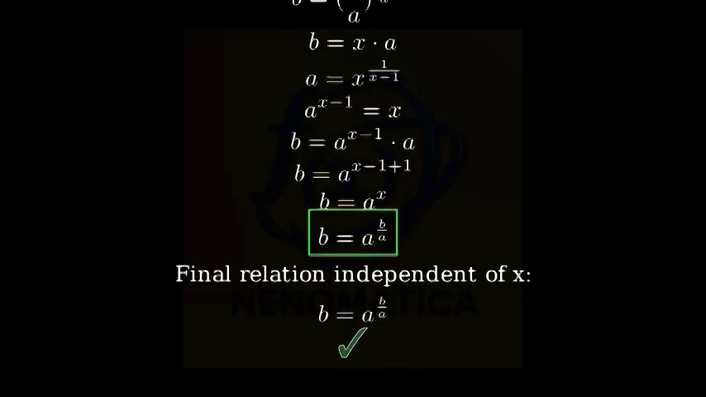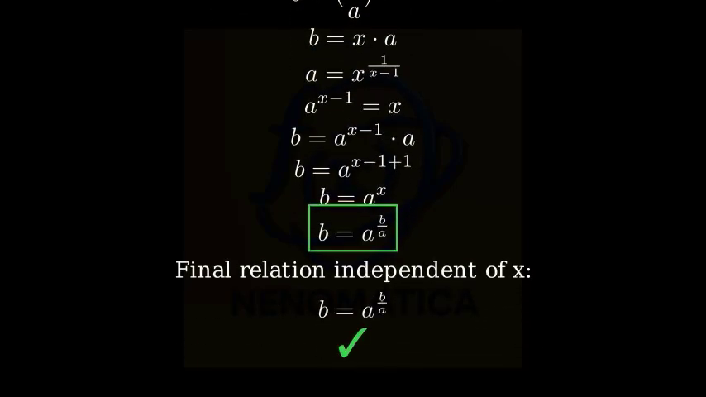Therefore, we have found our relation between a and b that is independent of x. The relation is b equals a to the power of b over a. This expression contains only a and b, with no x, which was our goal. In this problem, we used algebraic manipulation and the properties of exponents to eliminate the variable x from our equations.